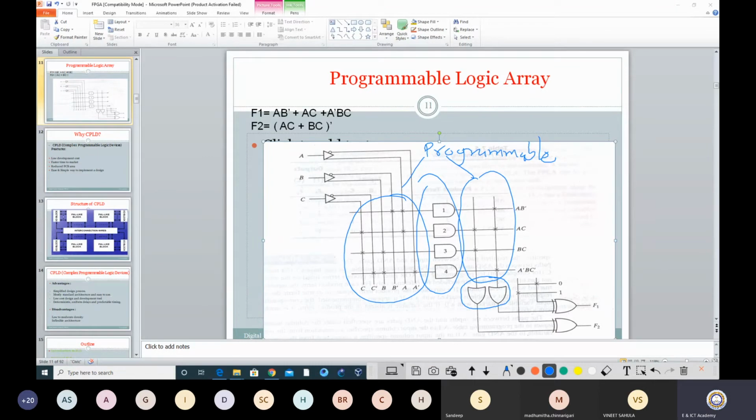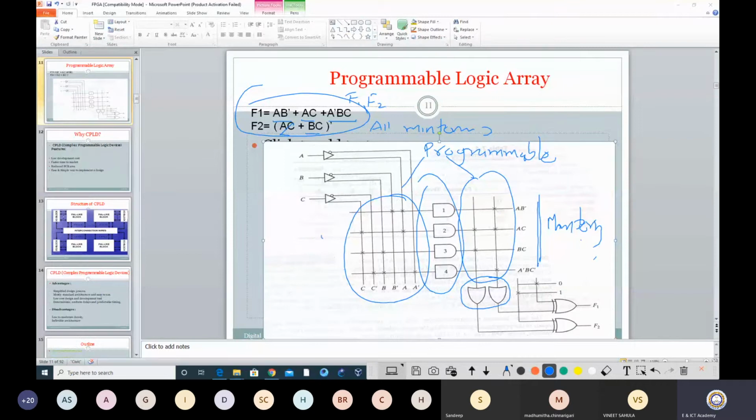Now, if you want to implement any Boolean expression with the help of the PLA, you need to apply a similar concept. Here you are first interested in generating all the min terms for all your functionality. So you need to identify all min terms for F1 and F2, and generate them one by one. So A, B dash is one min term, AC is another one, A dash, B dash, C, AC, BC. AC is repeating, so only 4 min terms are there. So 4 min terms I need to generate.